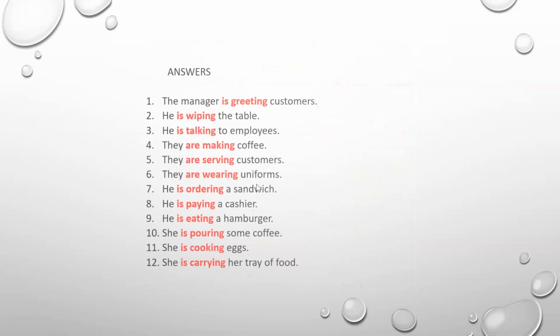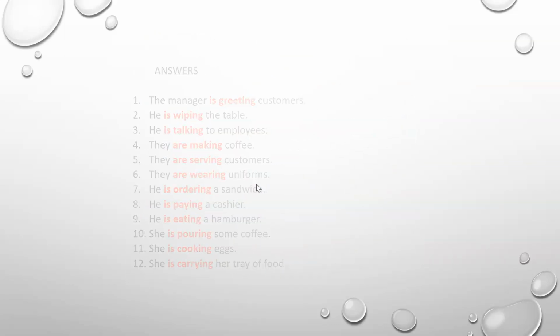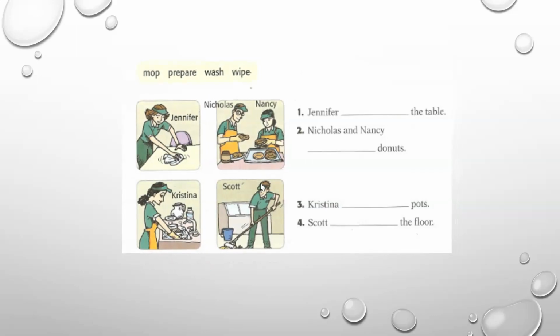Let us look at some other pictures. Now we'll be using the words from this yellow box. The words are mop, prepare, wash, and wipe. All these words are verbs, so they describe a certain action. We will be using them in a present continuous form as well.